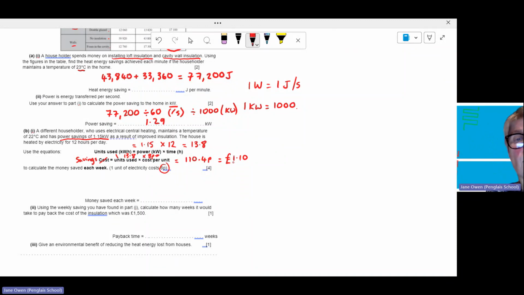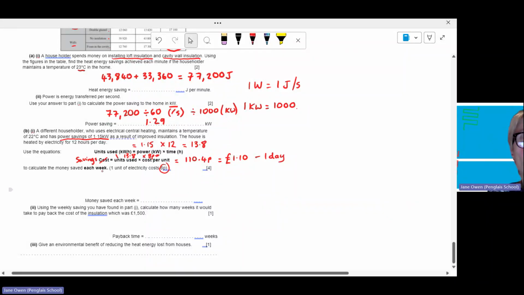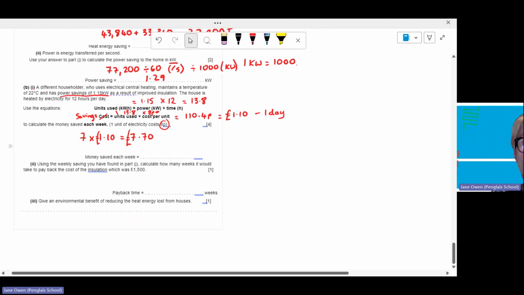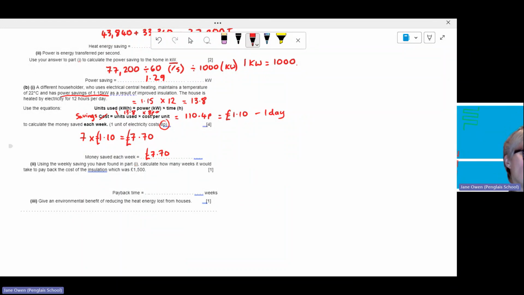So that is for one day, but they want it for each week. So each week, 7 days times by £1.10 equals £7.70. Now, I know I haven't got a lot of space there. You will have more space. You could put the working out into that area. But sometimes it's quite nice to put it all where the equations are so that you are not going to transcribe it incorrectly. And then don't forget to put the answer on the answer line. WJEC won't give you the mark.